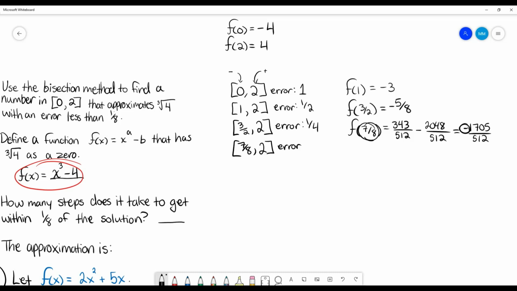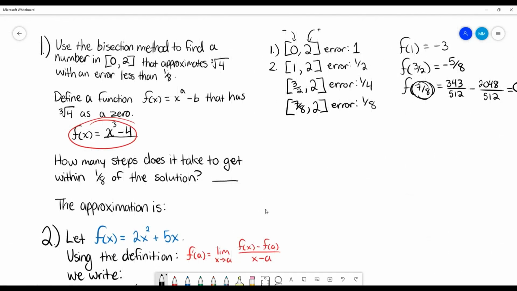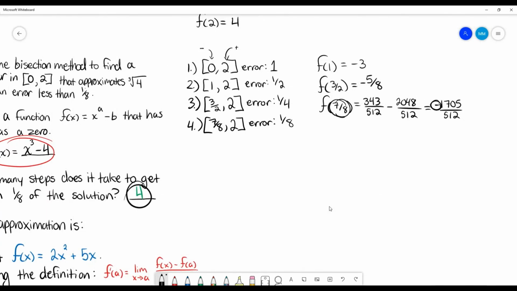So we're going to plug that in. And now this has a maximum error of 1/8, which means that whatever we plug in next works out. So what we just found is that it takes 1, 2, 3, 4 steps to get within 1/8 of our solution. So that's going to be our answer there. It's going to be 4. And now we just need to figure out what our approximation is. So we're going to plug in whatever is right smack dab between our 7/8 and our 2 wholes, which should be, I think, 15/16.